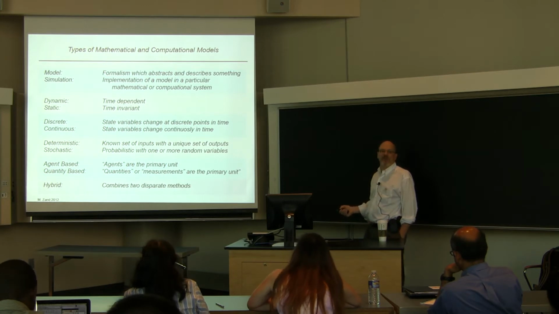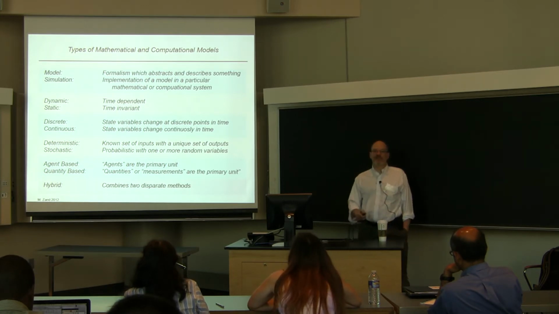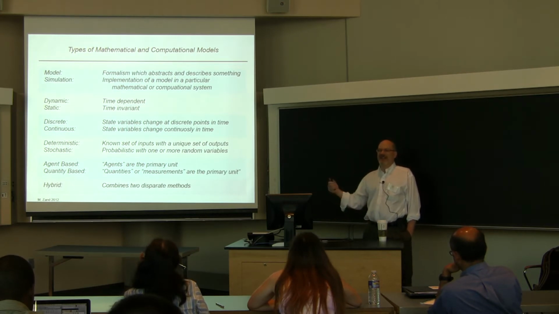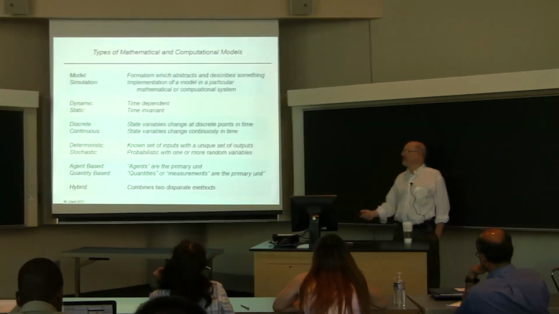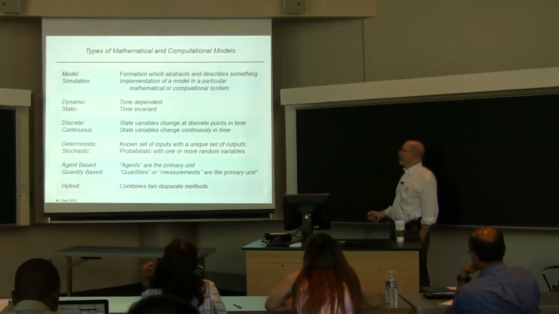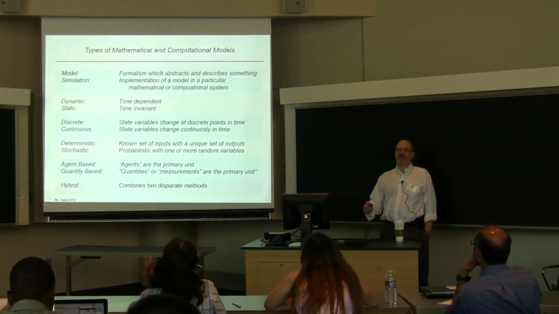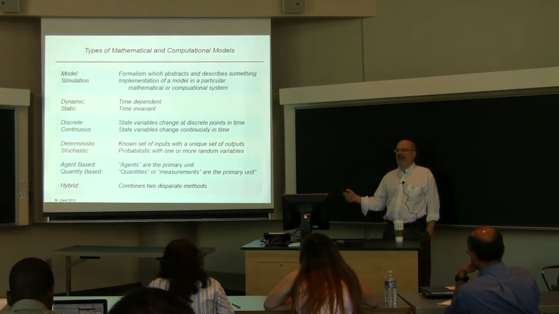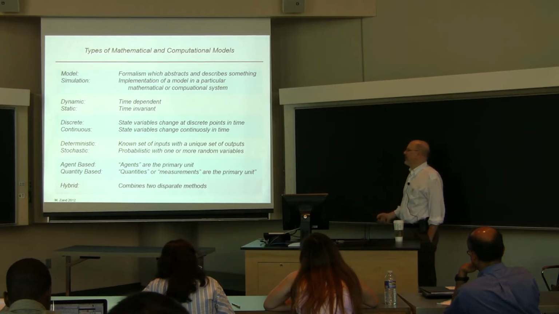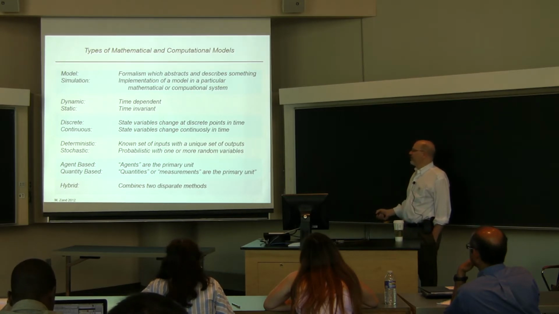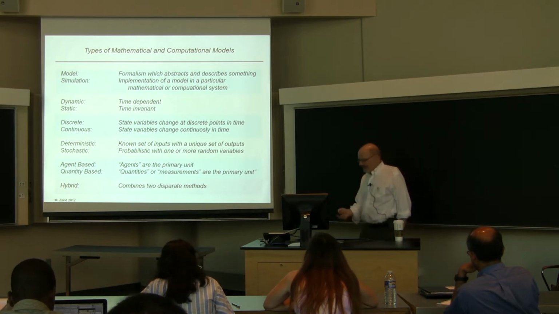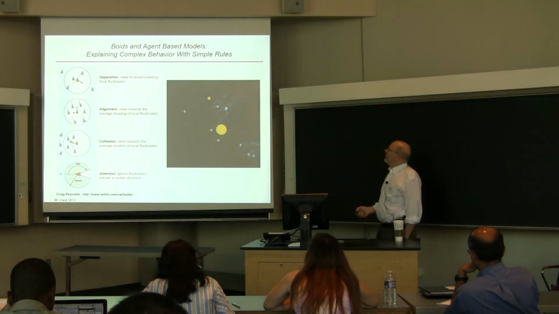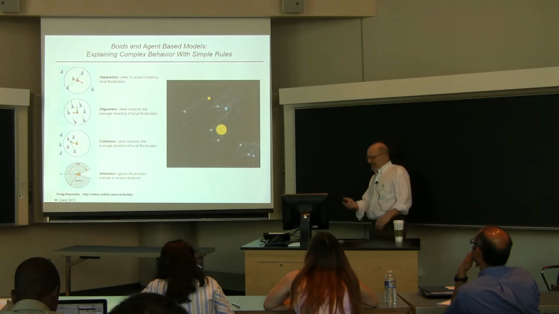Agents are the primary unit. We love these models as immunologists because they simulate the things that we deal with in the laboratory. A cell, a virus, the interactions between those cells. Or they can be quantity-based. These are more on the level of population models. What percentage or what number of activated B cells occur over time in the model. Or they can be hybrid, which combine two or more disparate methods of modeling.